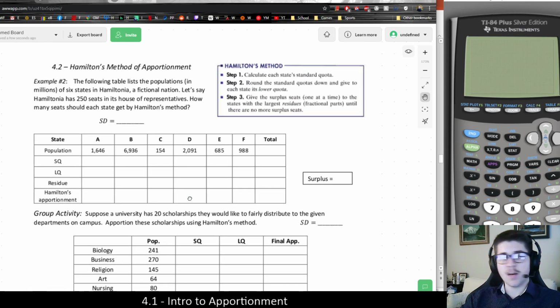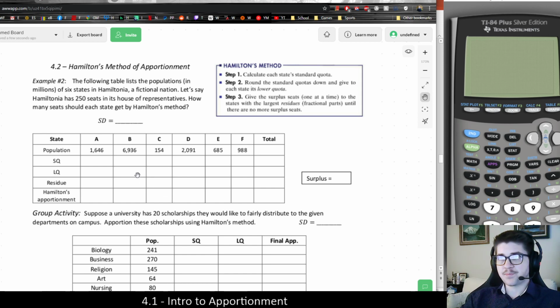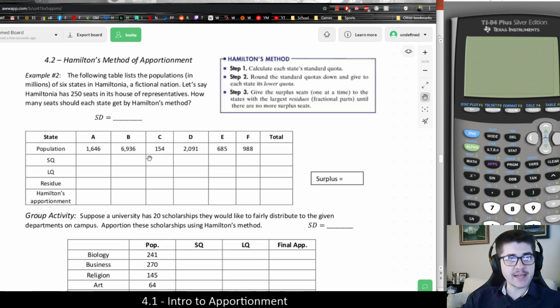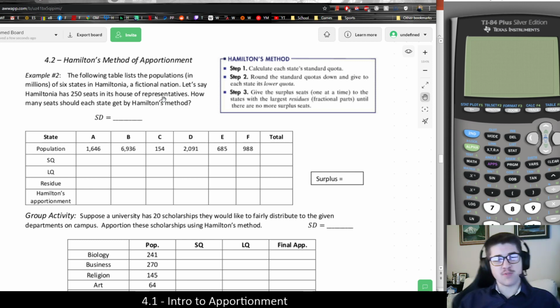So let's work on a couple of fresh examples. Let's start with example 2 from the packet. It says: the following table lists the populations, in millions, of 6 states in Hamiltonia, a fictional nation. Let's say Hamiltonia has 250 seats in its House of Representatives. How many seats should each state get? Apparently state A of Hamiltonia has 1,646 people. Well, this is in millions, so this would be 1.6 billion people.